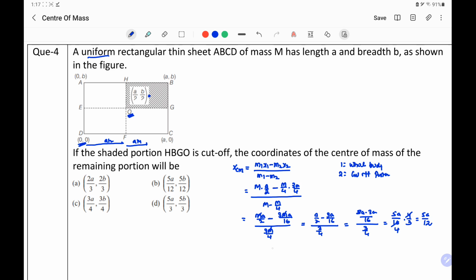And symmetrically, we can find that YCM will also be of the same form by changing the A with B. So we will have YCM as 5B by 12. Hence the coordinates XCM and YCM for the remaining portion are equal to 5A by 12 and 5B by 12 with respect to the reference point D. Hence option B is the correct option.